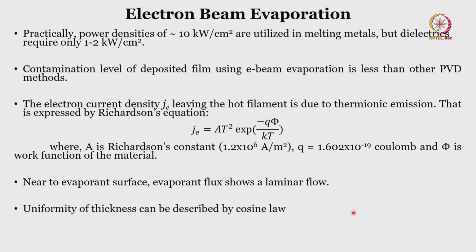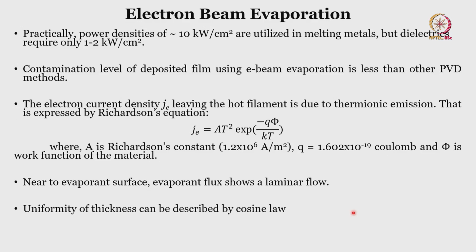So I hope you have seen the video, right. Now we will talk about e-beam evaporation, in which practically, what is the power that is used? The power density is about 10 kilowatt per centimeter square. But for dielectrics it requires 1 to 2 kilovolt per centimeter square. The contamination level of the deposited film using e-beam is less than other PVD methods. That's the advantage. Also the current density Je leaving the hot filament is due to thermionic emission. We know that, and if somebody wants to calculate, they can calculate using the Richardson equation, which is given over here.